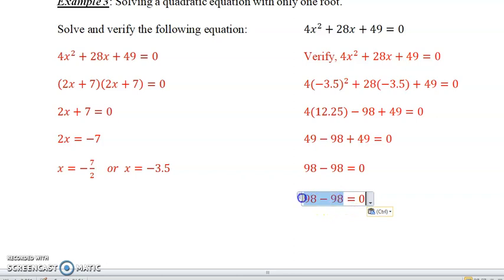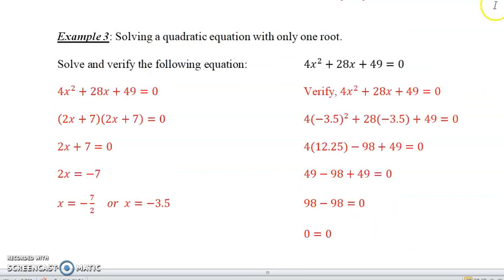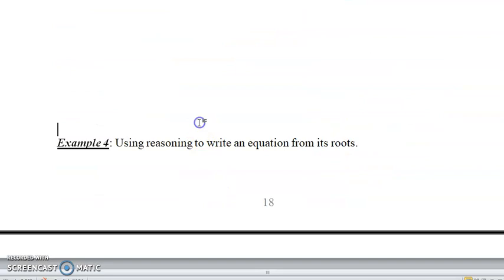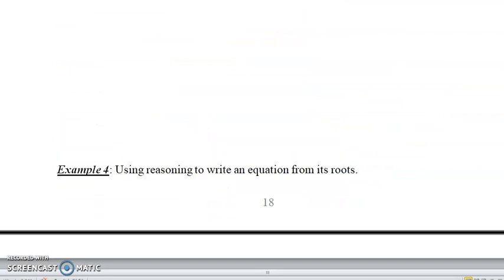All right? You don't have to do that often, but it's just a way to show, if you're doing it algebraically, you got it correct. Okay? So the roots are x equal to negative 7/2, or as a decimal, negative 3.5. Okay? Next example, we have example 4.